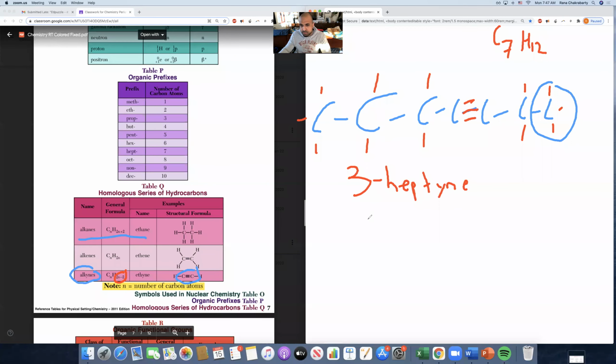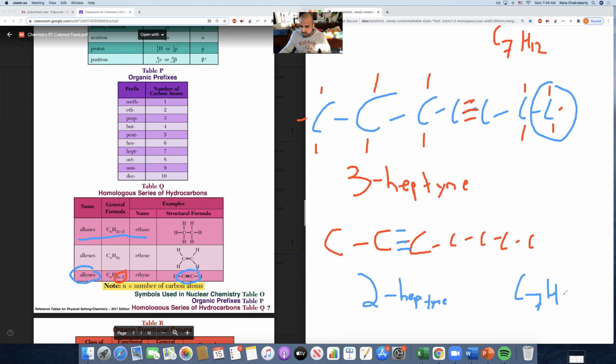So what's the isomer of 3-heptine? You could just do 2-heptine. So if I were to go left to right this time, I would have 7 carbons. This 1, 2, 3, 4, 5, 6, 7 carbons. And if I put the triple bond here, right? So if I put it here, this would now be 2-heptine, right? But just make sure that's 100% accurate, that you have the exact amount of carbons and hydrogens. So again, it should be C7H12.